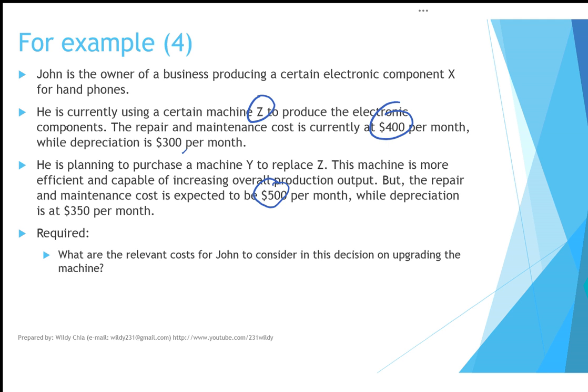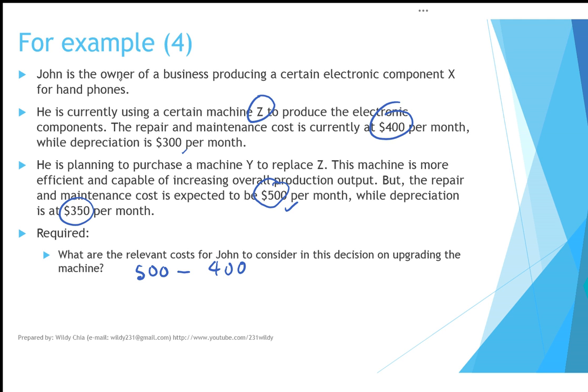At the same time, depreciation is slightly higher. Right. So what is the relevant cost that John should consider in his decision on whether to upgrade the machine? Now in this case, there are only two figures to take into consideration. 500 for the maintenance of the new machine, 400 for the old machine.